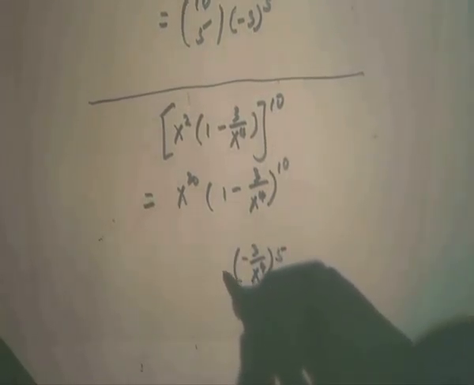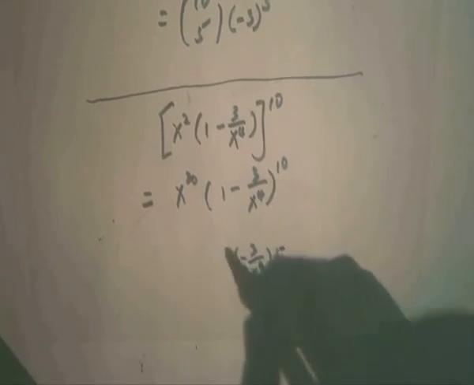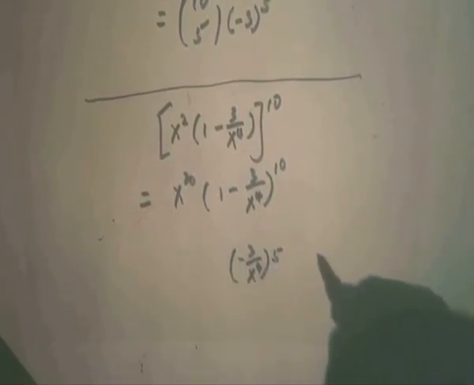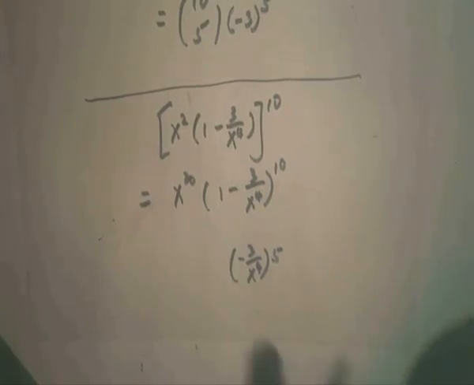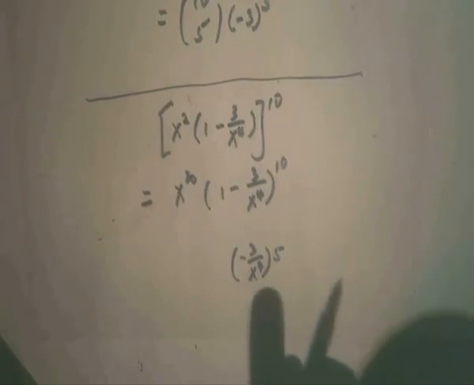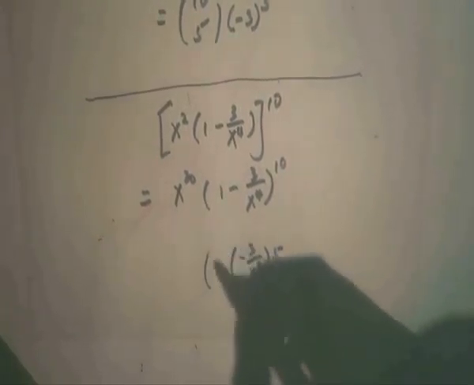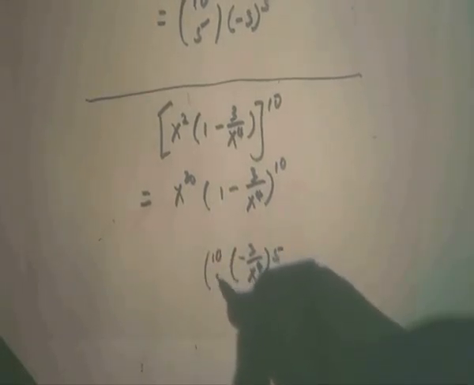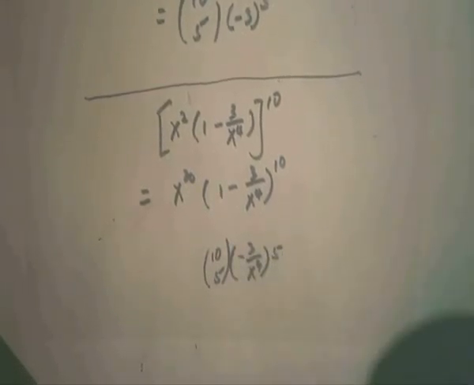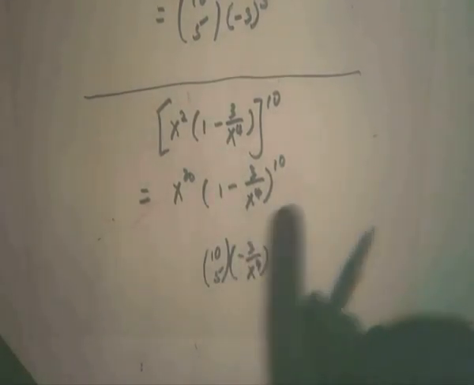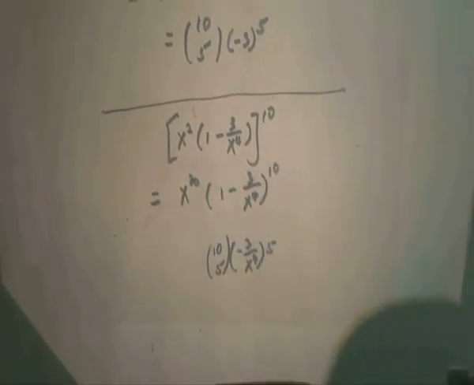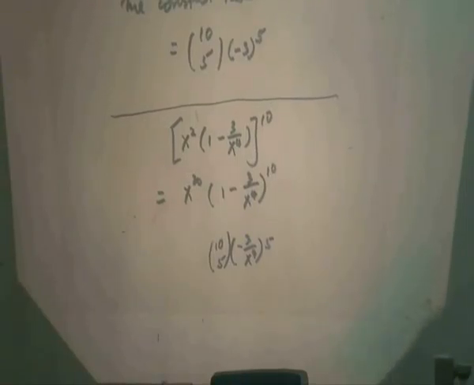Therefore, the term here is 1 raised to the power 10 minus 5. If it's 1, then you don't have to write it, because 1 raised to the power 5 is still 1. Multiplied by this will give you the same term. And then the coefficient will be 10 C5. Follow the power here. So this is the term in the expansion, which when multiplied to x to the power 20 will give you the constant term.